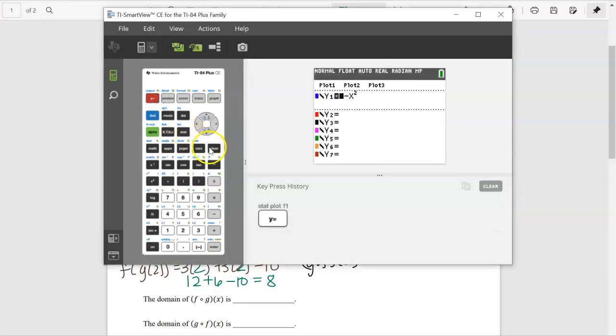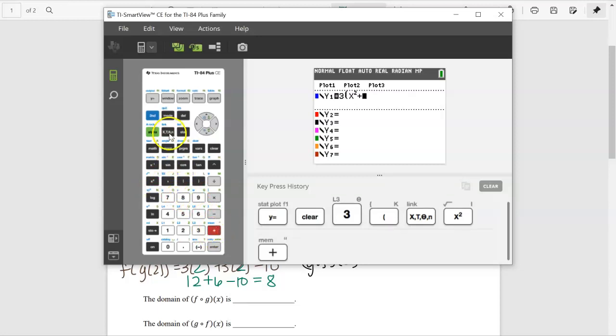So if I go to y equals, and I plug in our new function, which we said was f of g of x, I'm going to say 3, parentheses. I'm plugging in my g of x, which was x squared plus x minus 3, and then we have a minus 1 at the end.